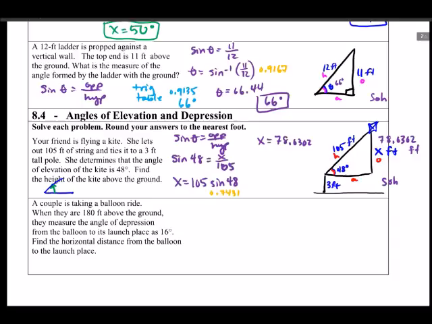But that is not the total height of the kite. Don't forget to add on the 3 feet from the pole. So we need 78 plus 3 is 81 feet above the ground.